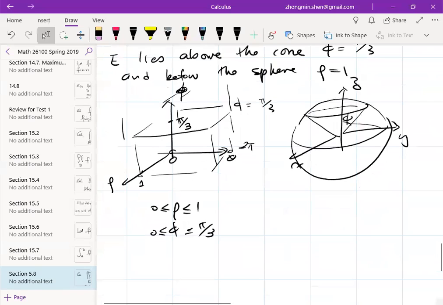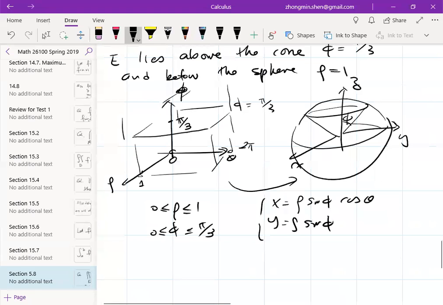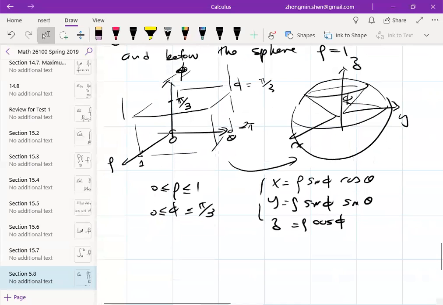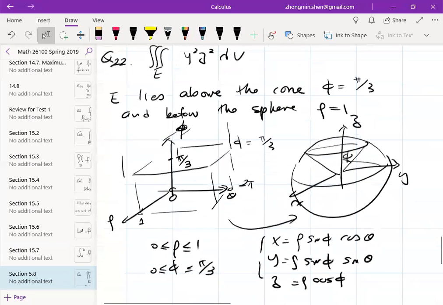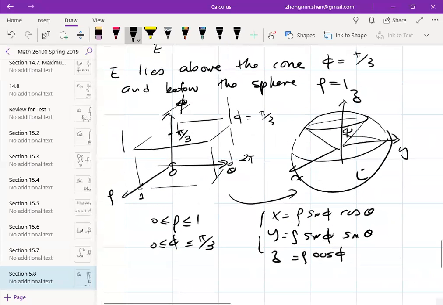So that's it. Then you have the map here, right? And don't forget this mapping. You probably don't need to even write that down, but let's keep it written. This is the map. For given rho, theta, phi, you get a point in XYZ space. So what is our triple integral? This is my E, and this is my E bar.